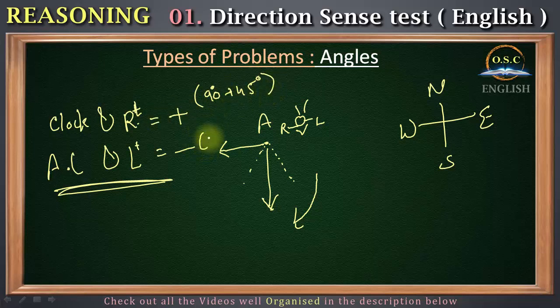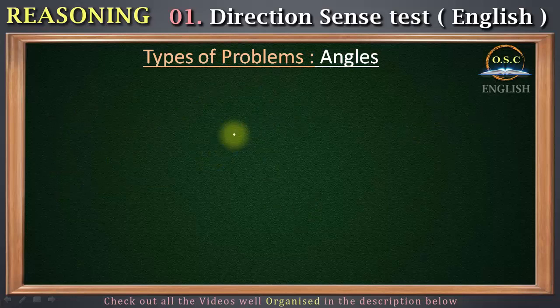And if they have given 45 degrees anti-clockwise, you'll always have to subtract these things. So these are positive and these are negative. I'm going to show you with an example how you need to solve them.